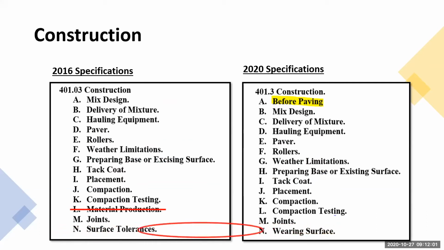So an example of the layout for the construction. In 401, we use this example. No longer 40103, it's 401.3. Just took out the unnecessary zero. Made it a little easier for us to hyperlink and put things together, and a little more reader friendly. We did make a few changes. As you can see, we kept the same amount of letters in the table, but on the right side with 2020, we actually described the pre-paving portion of it, and then made a few changes throughout. Material production in the 2016, we removed that part as that is a 1000 section particular, and then the surface tolerance versus wearing surface. Just wording. I'll make sure that we get everything corrected in that sense.